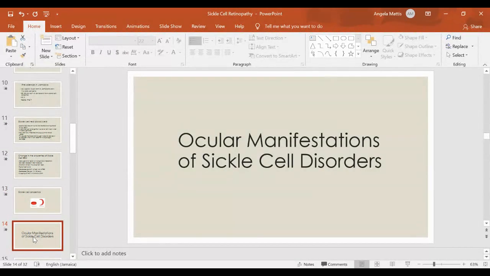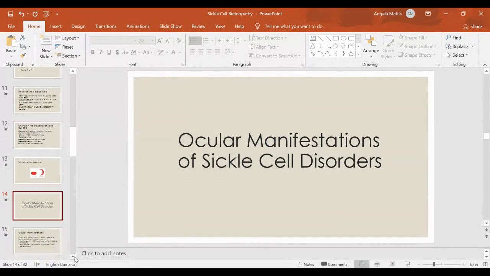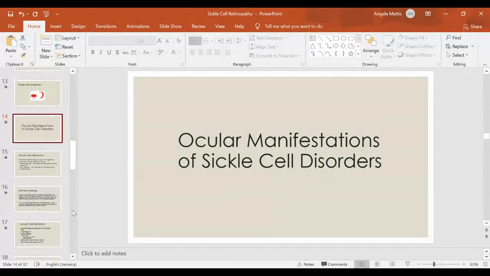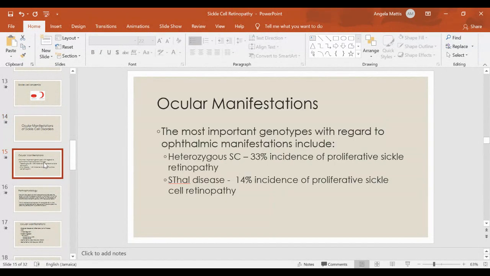Okay, so what do we see in these patients who have sickle cell hemoglobinopathies? How does it affect our eyes? Now, as I said before, the most important genotypes with regard to ophthalmic manifestations are your SC and your sickle beta thalassemia. About 33% of these patients have sickle retinopathy for your SC, and in your sickle beta thals, about 14% of these patients have proliferative sickle retinopathy.